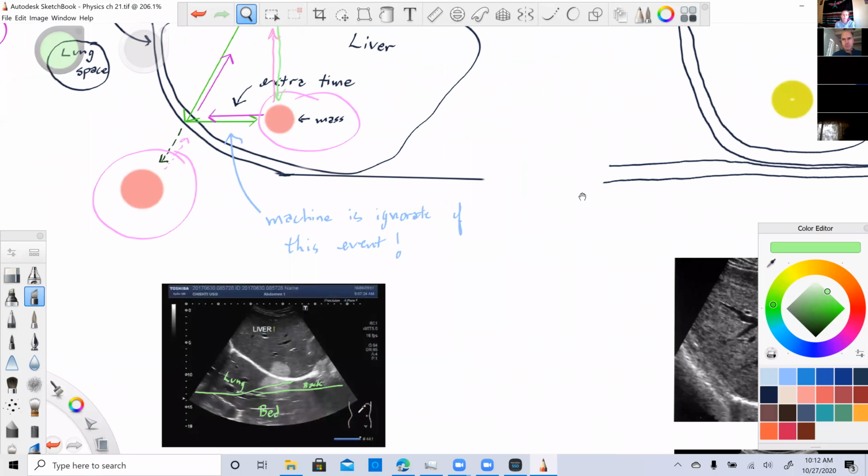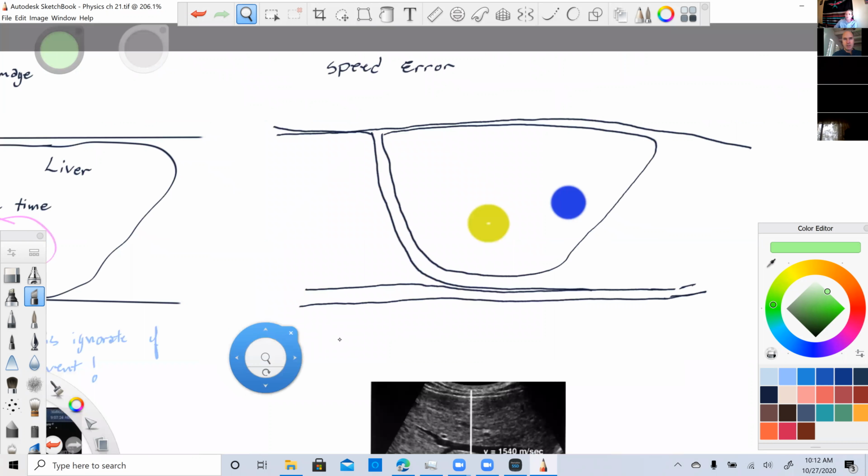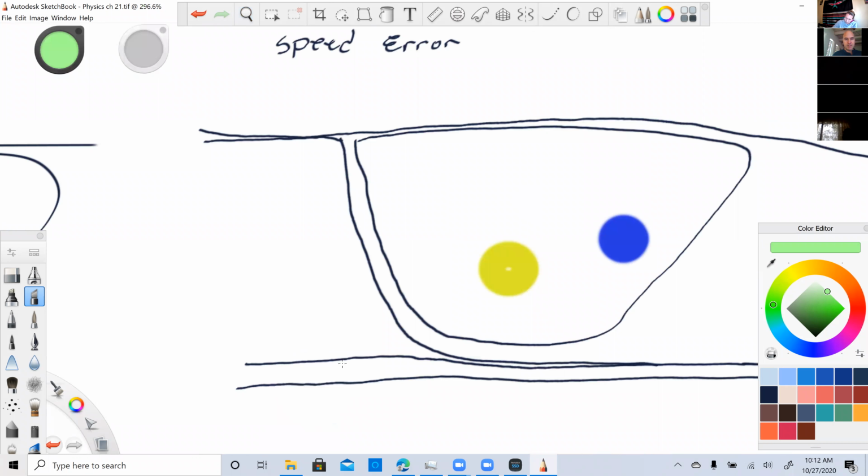Okay, I know, it kind of looks like I was drawing glasses with spots on them, but no. Actually, this is another cool one. I like the speed error, it creates some cool effects. So once again, let me write some things down here. This is lung. We could also call this the pleura or pleural space. This is liver. And here we have a fatty tumor.